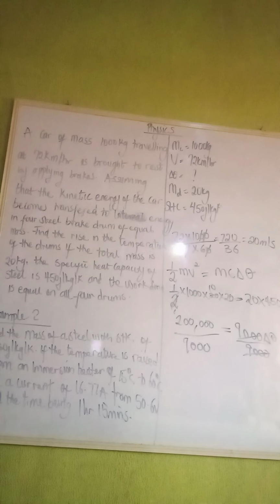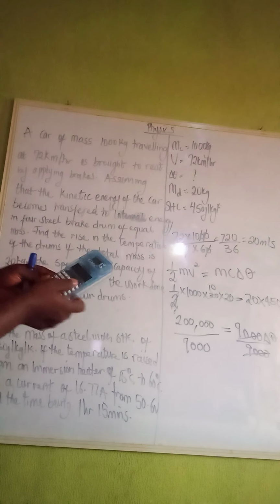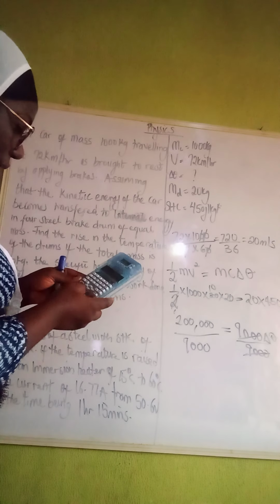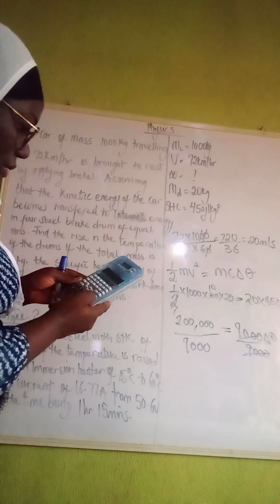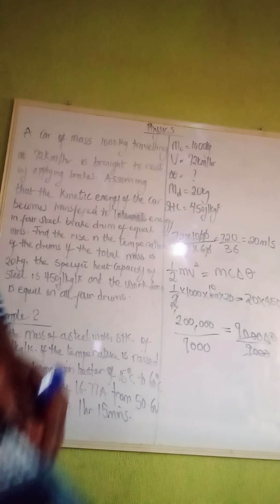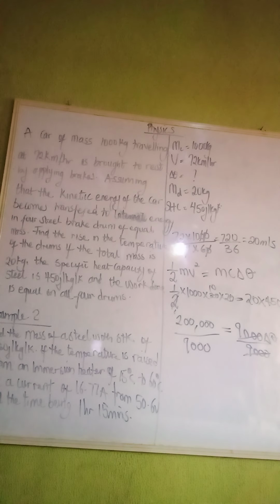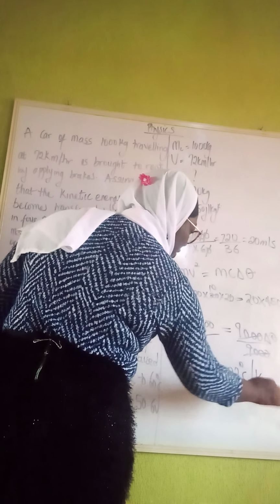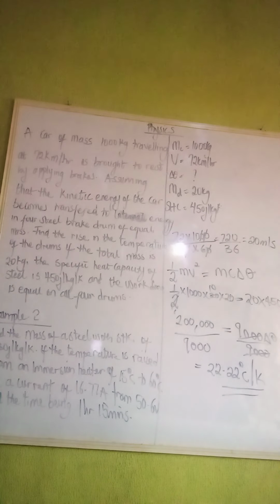So our change in temperature, here's the calculator. Our change in temperature will be 200,000 divided by 9,000. And that will give us a total of 22.22 degrees Celsius. 22 degrees Celsius, or you just say Kelvin, either way. Do you understand the illustration?